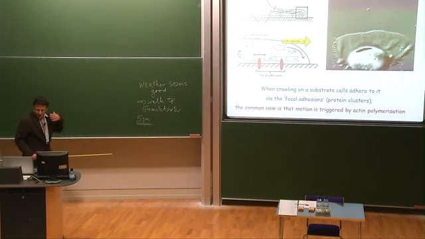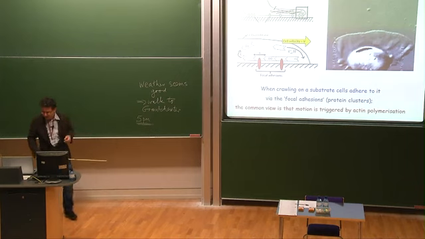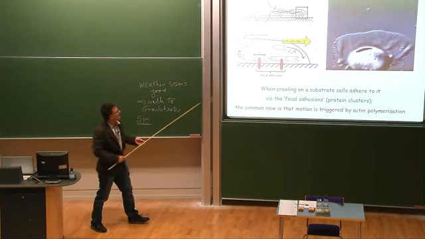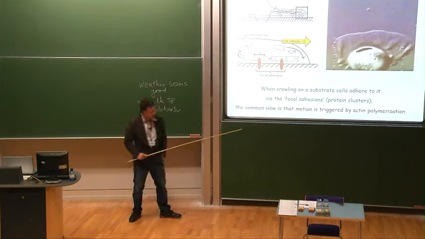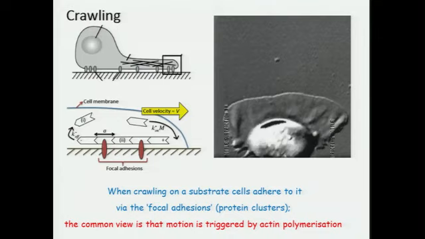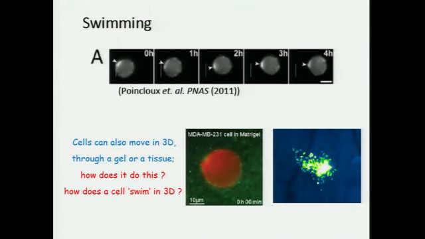And the common view, if you look at the very nice book by Bray on cell motility, or the very many reviews, is that this motion is triggered by actin polymerization. There is a problem with this idea if you think about cell motion in a 3D context rather than on a substrate, because in that case it is not so easy to think of what provides the friction. So for instance, this is dubbed cell swimming. This is another mode of cell motion, although it has been dubbed cell swimming. This is what happens, for instance. This is a cell moving on a matrix gel.